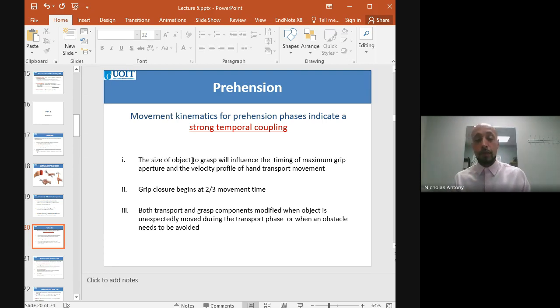Grip closure tends to start occurring at 2/3 of movement time. So you open your hand and then you will start grasping the target, or whatever object you're reaching for, at around 2/3 of movement time.